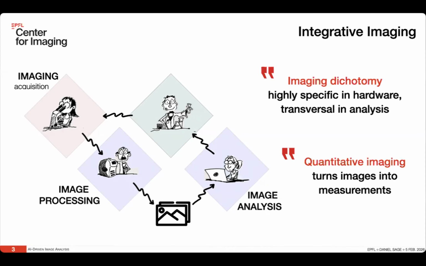There are a few claims that we can make, like the imaging dichotomy: the hardware is very specific to the application, but image processing and image analysis are transversal. They could be independent of the application or the domain. At the end of the day, what we want to do with image analysis is a quantitative analysis of the images. We want to turn an image into something useful, a measurement or a decision. We really want to quantify the images. That's all that we have in image analysis.